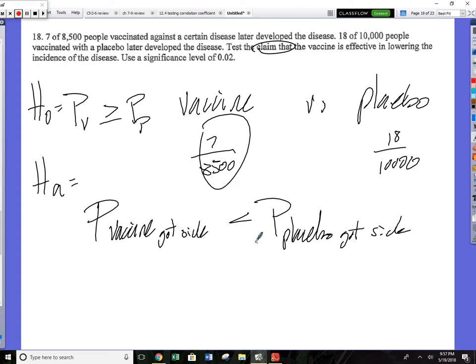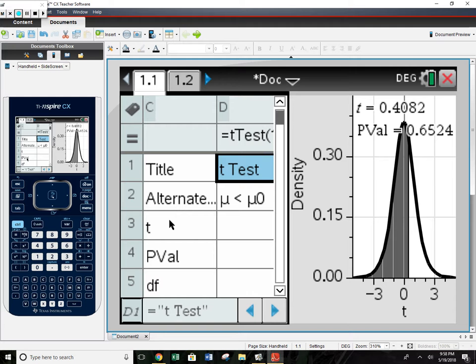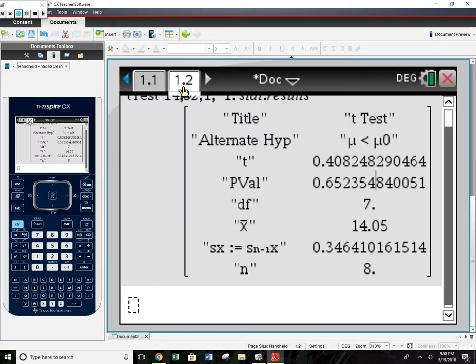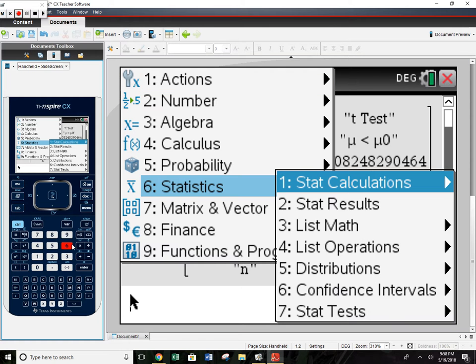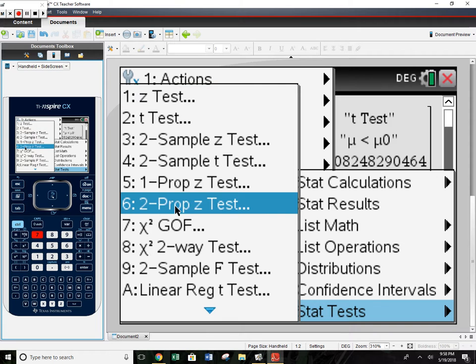Okay, now here we go. Now this is called a two-sample test. We're comparing two samples, those who got vaccinated and those who got the placebo. So you go on your calculator, and I'm going to do it from this screen. We're going to go Menu 6, 7, and that is a two-sample proportion.